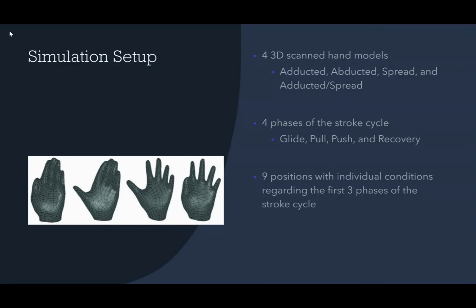For the simulation setup, there are a few necessary components. First, a professional swimmer's left hand was scanned in these four models. They were defined as adducted, abducted, spread, and adducted, spread. The stroke cycle was then divided into four phases noted as the glide, pull, push, and recovery phases. These were then split into 9 different positions throughout the stroke cycle, each with individual conditions regarding the first 3 phases of the stroke cycle.